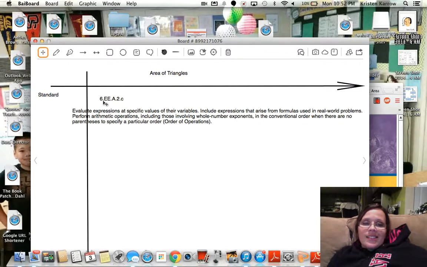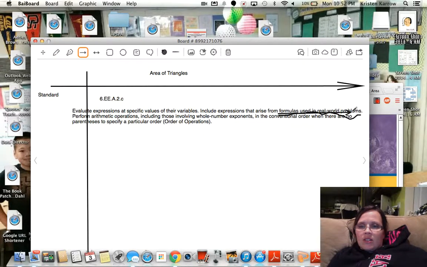We are working on 6.EE.A.2.C because what we want to do is learn some formulas in order for you to show that you know formulas used in real world problems. And I cannot draw a straight line. Someday I will learn. This tool right here seems to be helpful. There we go. So you are going to be solving expressions that arise in formulas used in real-world problems.